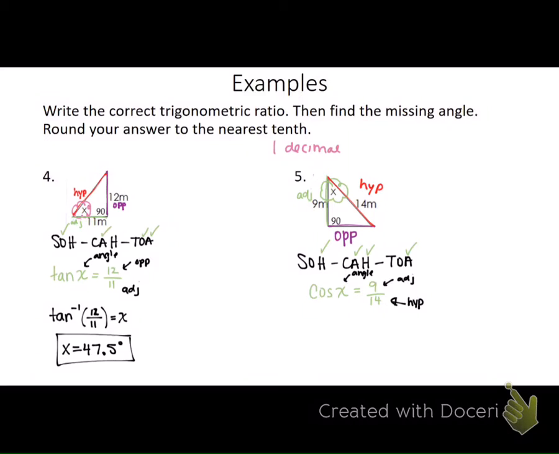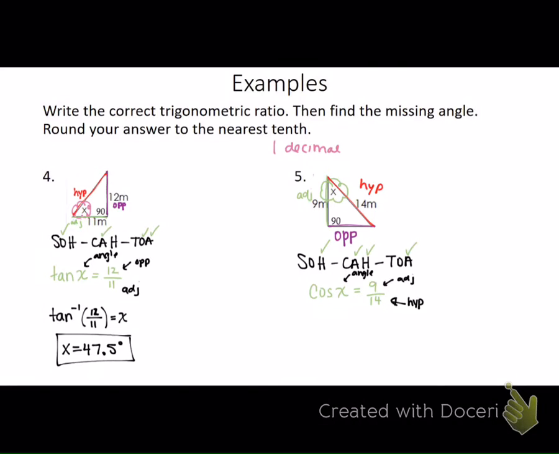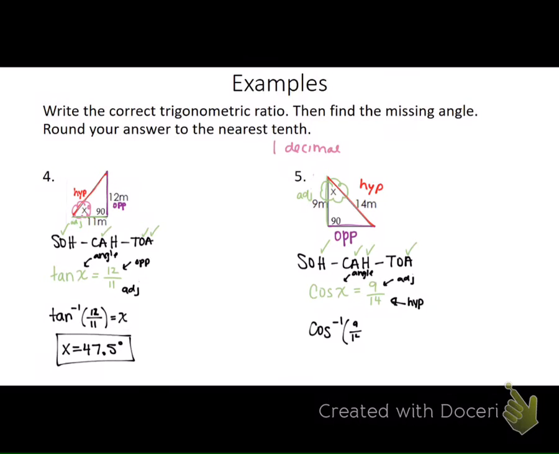Inverse. Yeah, we have to use the inverse. So we're going to use arc cosine, or cosine to the -1, which is the inverse cosine of the ratio, is equal to the angle.